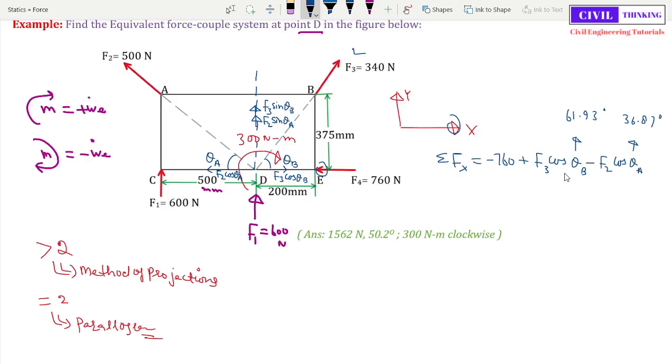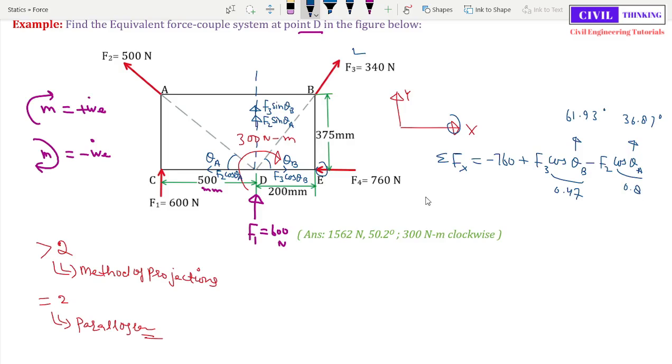Now let me find the value of cosine of 61.93 degrees. Cosine of 61.93, it is 0.47. So this cos theta b is 0.47. Let me also find the cosine of 36.87. Cosine of 36.87, it is 0.8. Okay, this is 0.8.